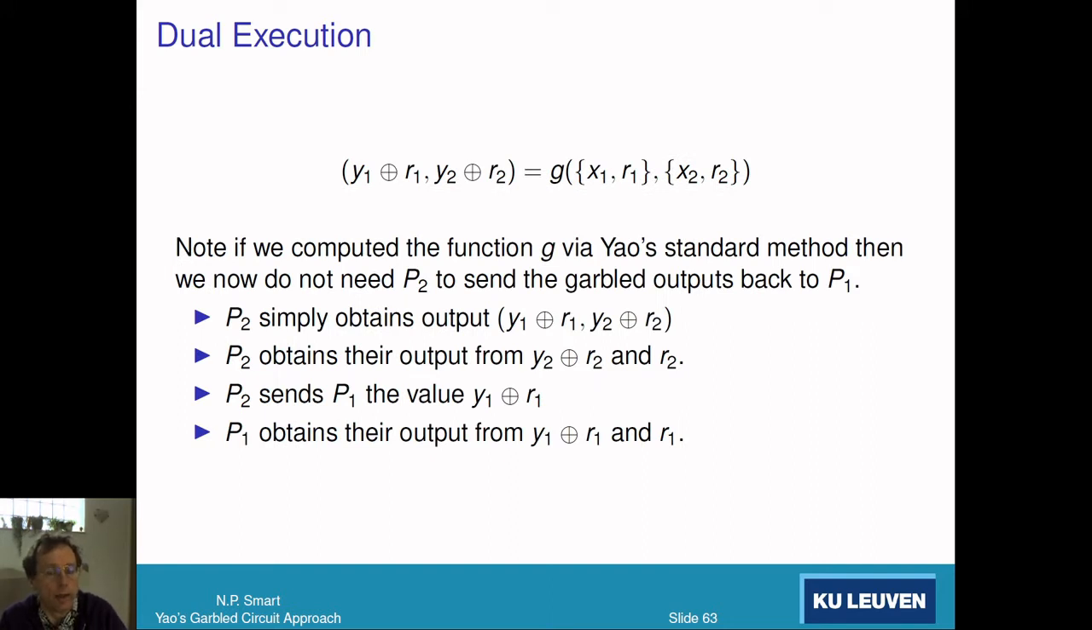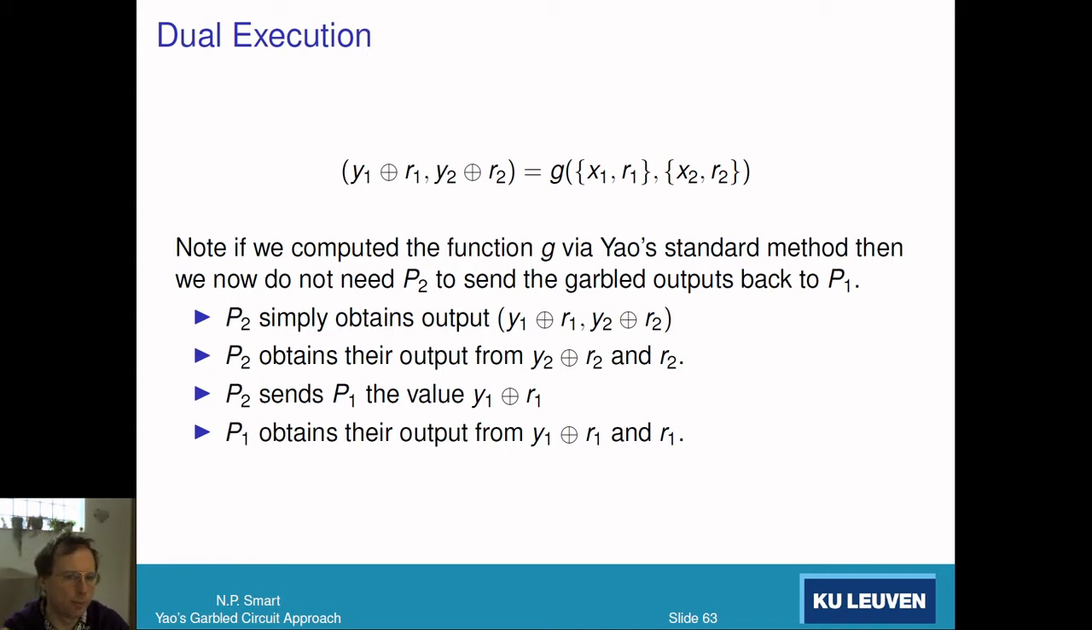Now, when we execute it via YAO's evaluation, we don't need P2 to send the garbled outputs back to P1. Because what happens is P2 is going to evaluate the circuit. Remember, P2 in the original protocol is the evaluator. So he evaluates the circuit and he gets y1 XOR r1 and y2 XOR r2. Now, he knows his value of r2. That was one of his inputs. So from that, he can automatically compute y2. But the value y1 XOR r1 is a one-time pad encryption of P1's output. So he just sends that encryption back. He knows nothing about what it could be. And then P1 can just obtain y1 because he knows r1.